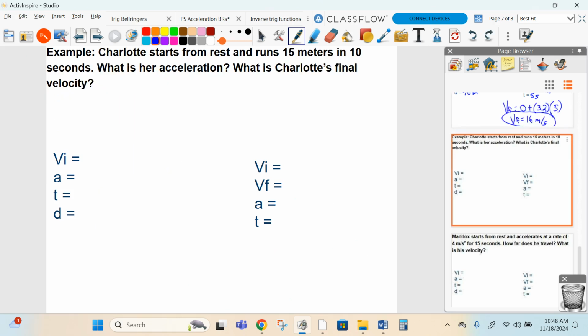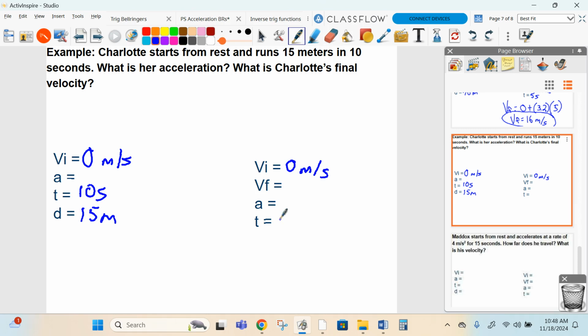Thought that was the last one. My bad. Charlotte starts from rest. Rest means initial velocity is 0. Runs for 15 meters. 15 meters is a distance. The only one that I have distance is for the new equations, with distance equals 0.5 at squared, or a equals 2d divided by t squared. 10 seconds is our time.